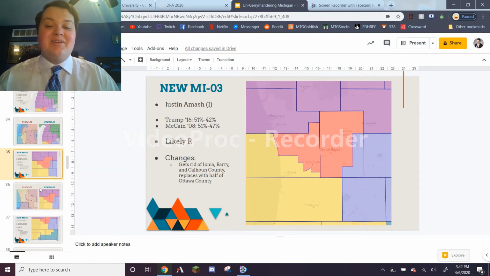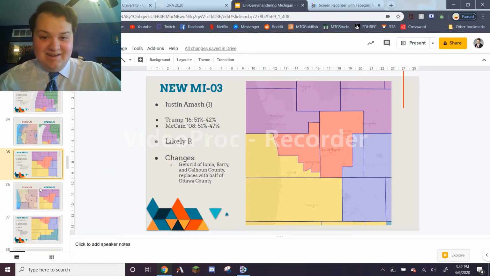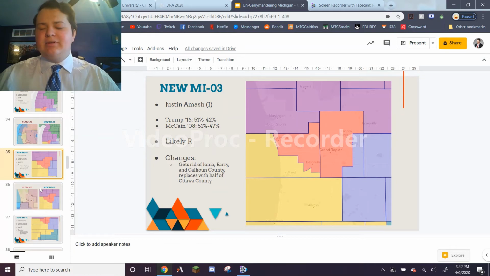This is our new 3rd Congressional District. It's very different from what the 3rd Congressional District is currently, but it would still be represented by Justin Amash, the only independent in Congress. Very interesting stuff surrounding Justin Amash. If you don't know about him, you can look him up and find all sorts of interesting things as a representative. Donald Trump won this district in 2016 by 51% to 42%, so by a 9-point margin, which is similar to what the current 3rd District is, but it incorporates different communities.